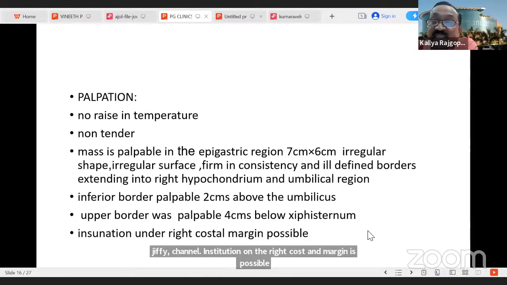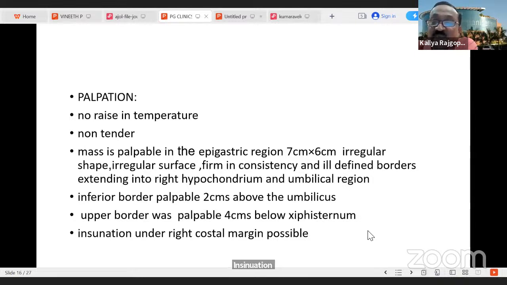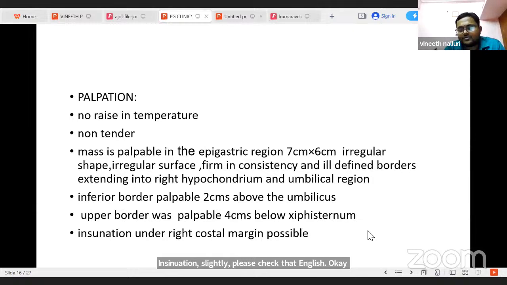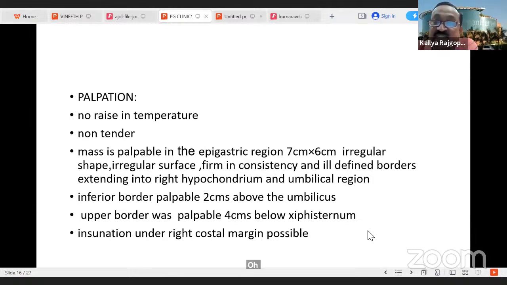Insinuation. Please check that English. Okay, small correction. Mistake. Yeah. But it's better that you correct yourself. Okay, see what I have written. Okay, please. Yeah, thank you.